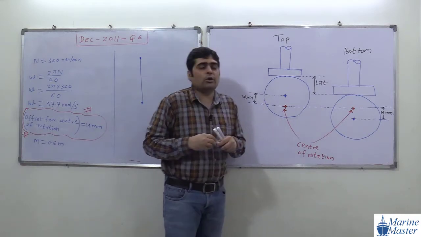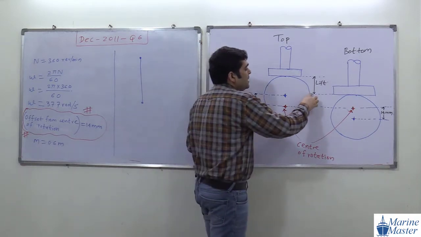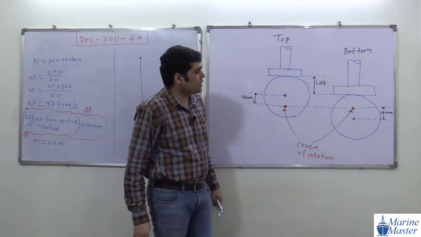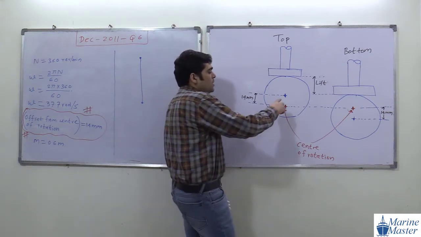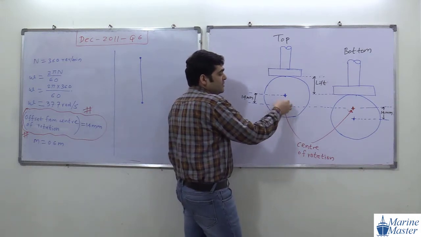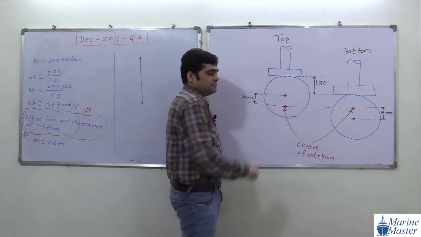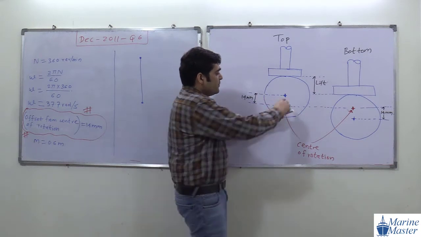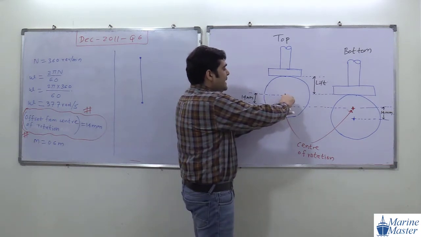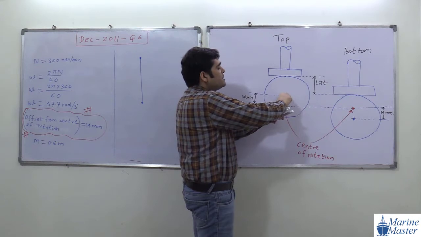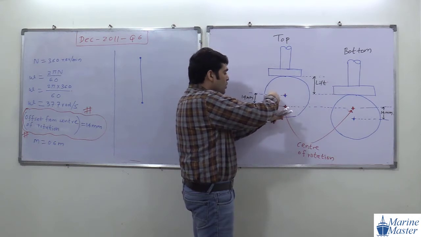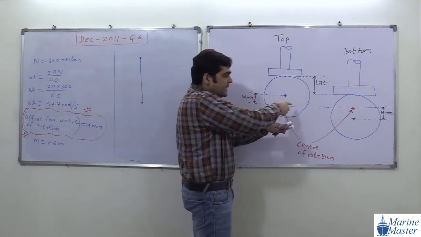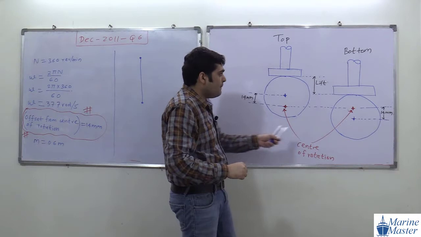Now what will be the value of lift here? If you observe this drawing, how much vertical distance is traveled by this center? Initially, suppose this circular cam is rotated by 90 degrees. Then the center goes down by 14 mm. Then again 90 degrees, meaning a total of 180 degrees, so 14 plus 14.